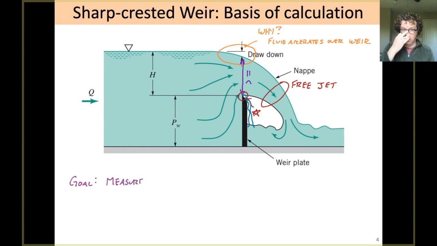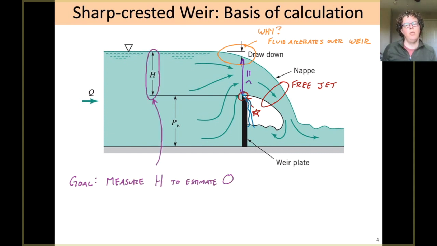So again, our goal is that we want to measure the depth of water above the weir, back where the water is still, and we're going to use that to estimate discharge.